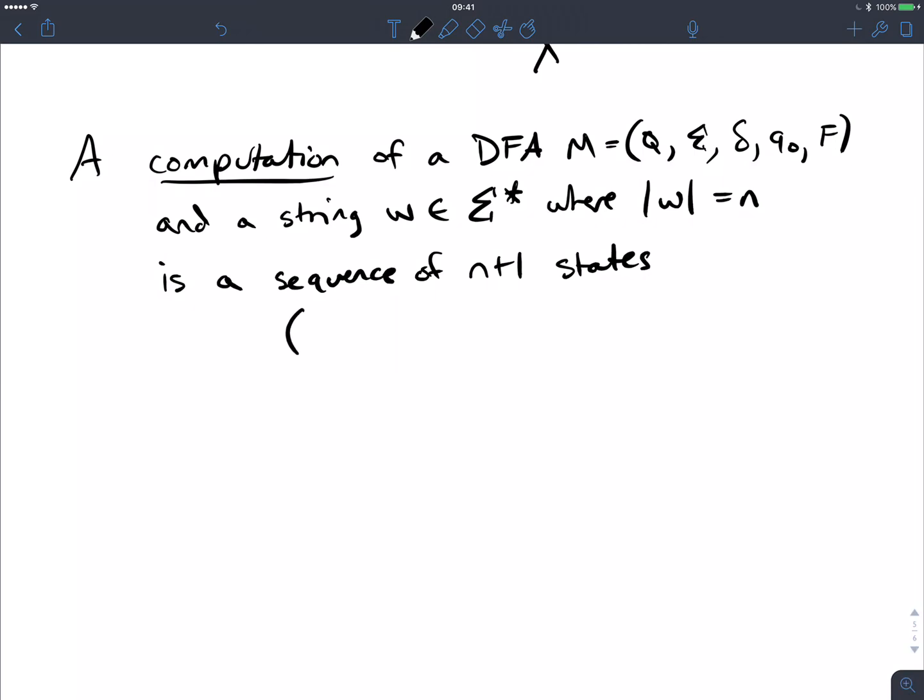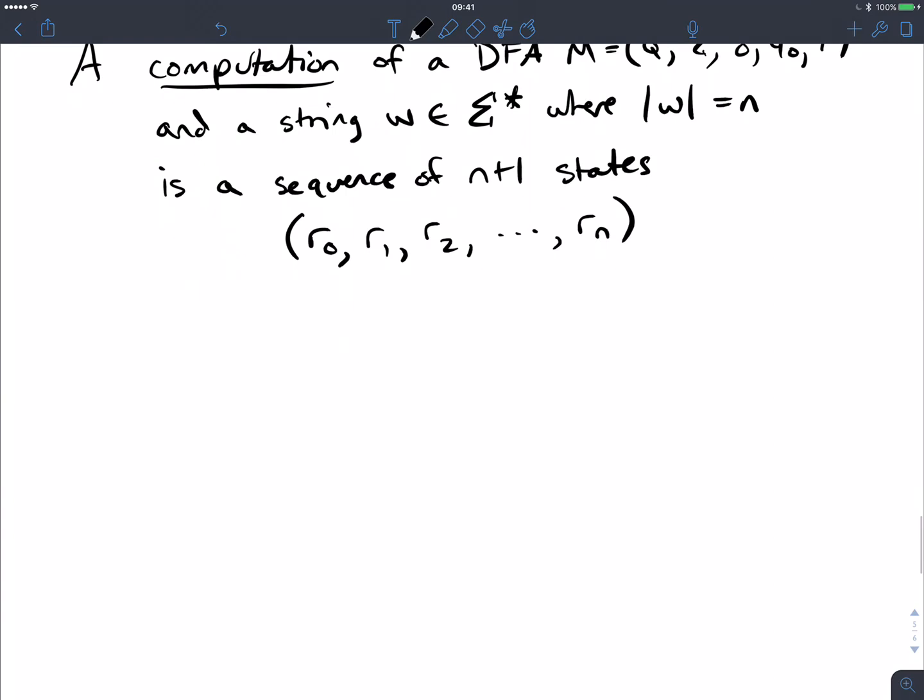So let's give the sequence. I'm going to call them R0, R1, R2, dot, dot, dot, up to R sub n. And I've named them with those subscripts for a reason. So it's n plus 1 states because I start at index 0 and end at index n, so there's n plus 1 of them. Well, should this be the definition as is? Well, it's just a sequence of n plus 1 states. It could be any sequence of n plus 1 states.